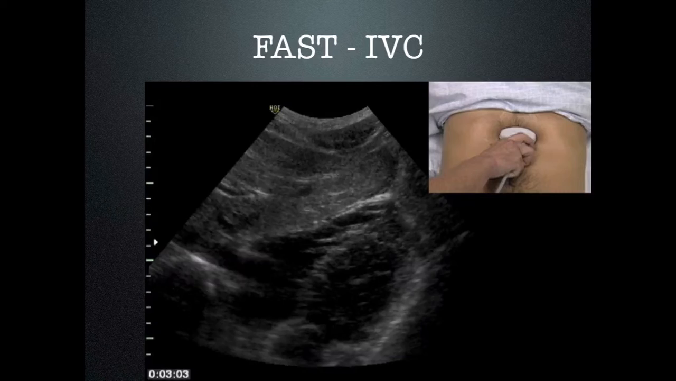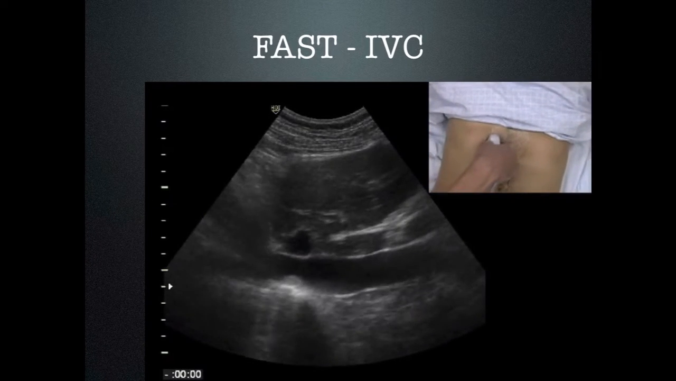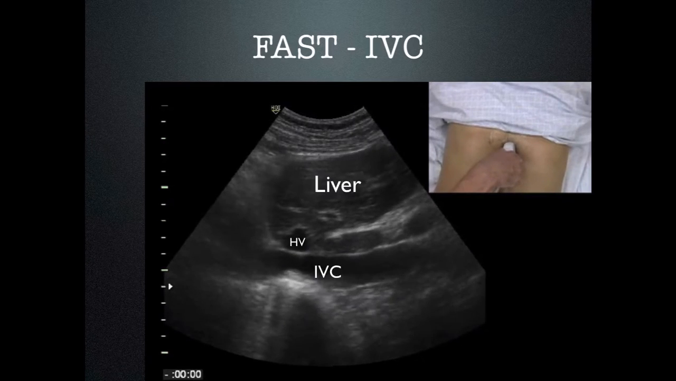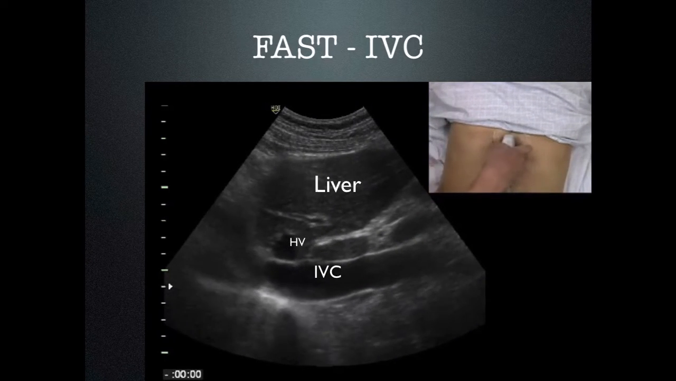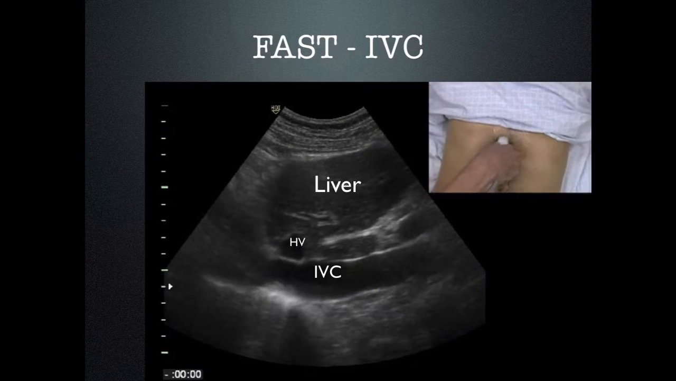If we're going to add the IVC to this, we start out flat with our probe, we image the heart, we turn long axis, and then we slide over to the right. Here we see the liver and the IVC. This hypoechoic circle in the screen is the hepatic vein.